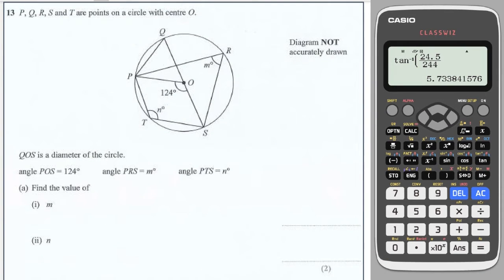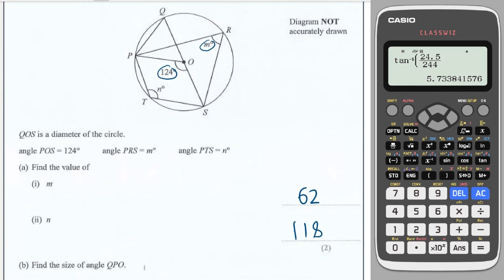Okay, tricky circle theorem. And find the value of m. Okay, so if that's 124, then m will be half because the angle at the centre is twice the angle at the edge. So that's 62. N is in a cyclic quadrilateral with m, so they add to 180. So what adds to 180 from 62 is going to be 118.